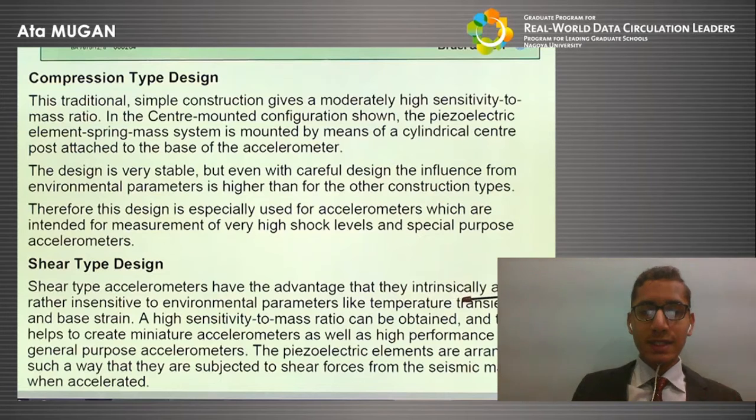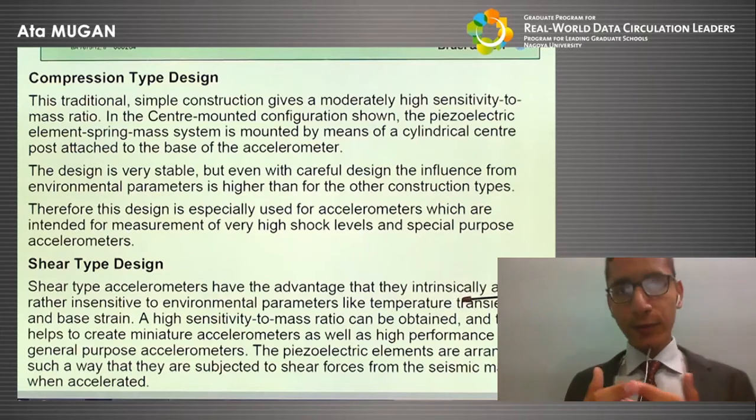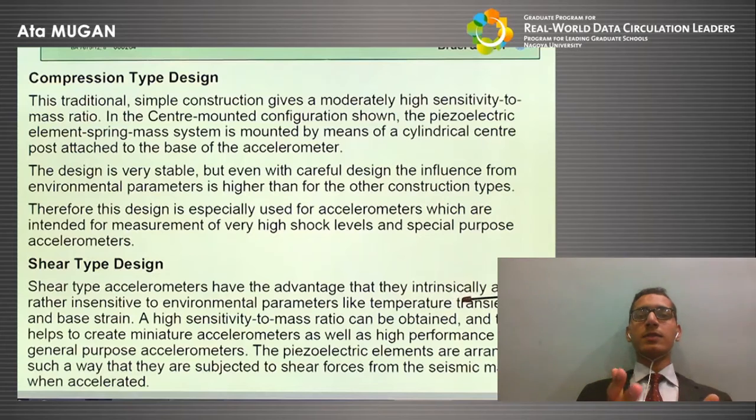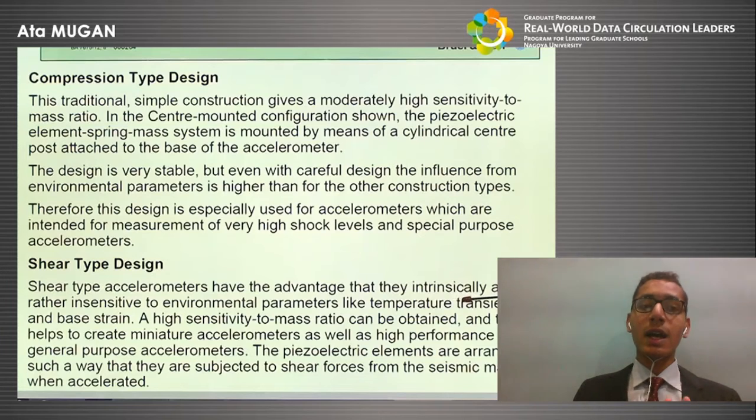Now, compression type design and shear type design. What is the difference between these two types of design? In the compression type design, this traditional simple construction gives a moderately high sensitivity to mass ratio. In the center mounted configuration shown, the piezoelectric element mass spring system is mounted by means of a cylindrical center post attached to the base of an accelerometer.